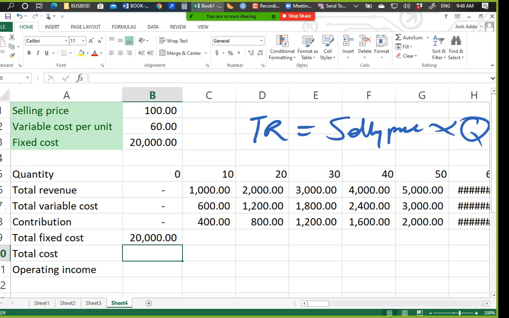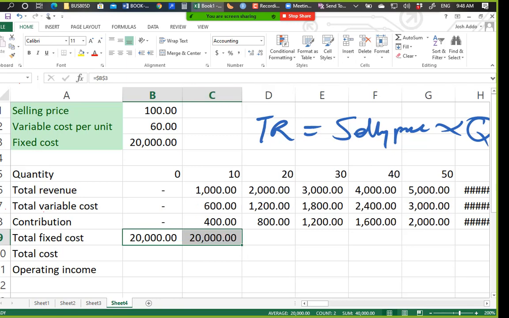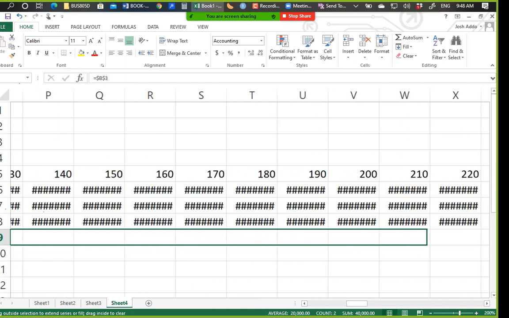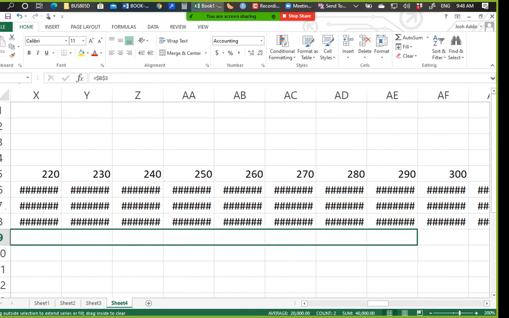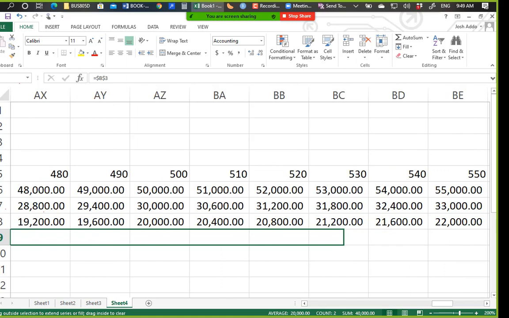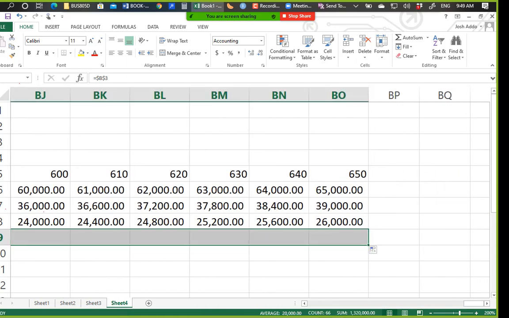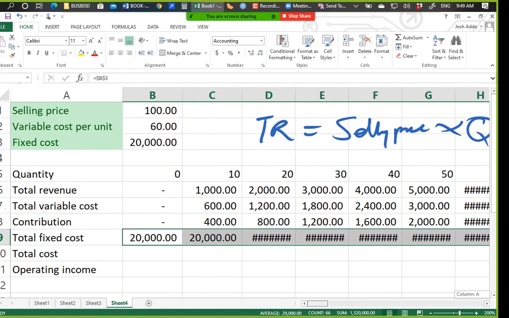So this is it, and then I can drag this across. Because I said it should be an absolute cell reference, you'll see that as I'm dragging, it will be the same figure. It's not going to be changing in any way. Okay, so that is it. 20,000, 20,000, 20,000. That is the nature of fixed costs.